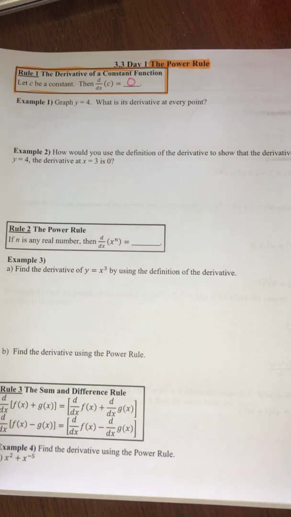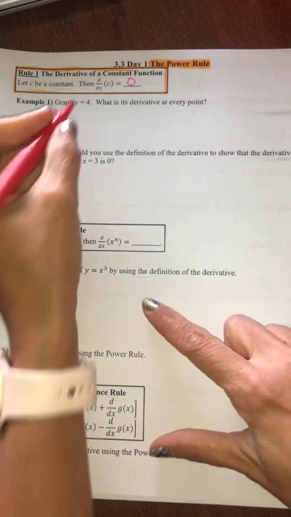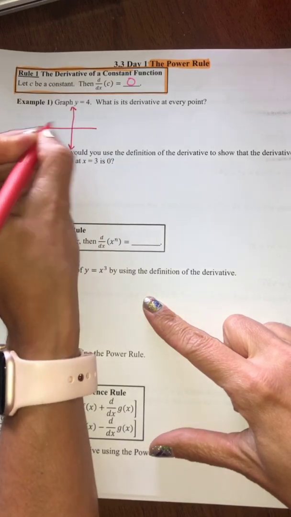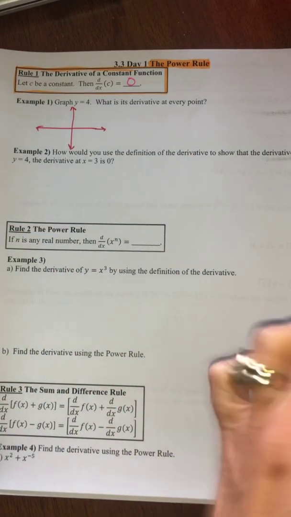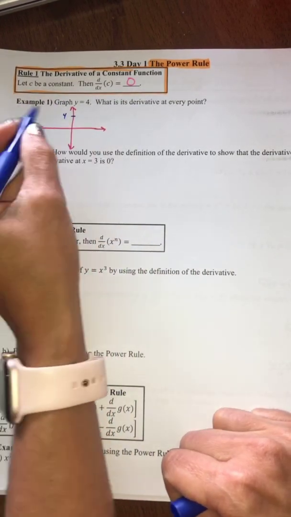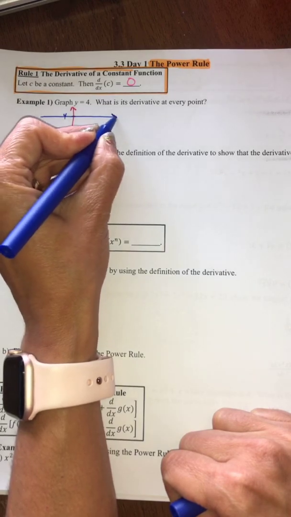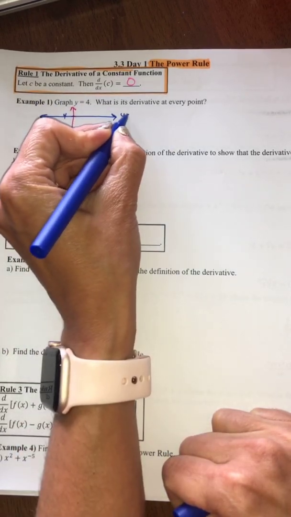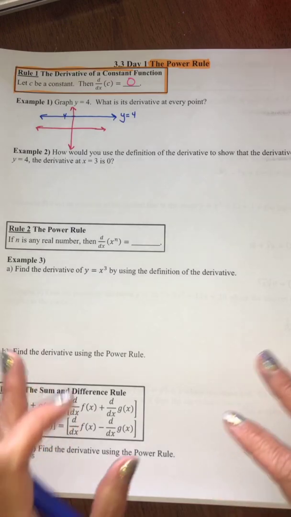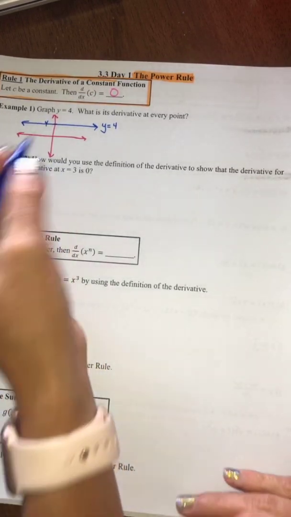So let's take a look at the first example. It says to graph y equals 4. What is its derivative at every point? Okay, well, let's just draw a quick sketch. And let's say that this is a y value of 4. Y equals 4 is a horizontal line through that y value. So what is the slope of a horizontal line? You should be thinking, oh, the slope is 0. Right. So y equals 4.